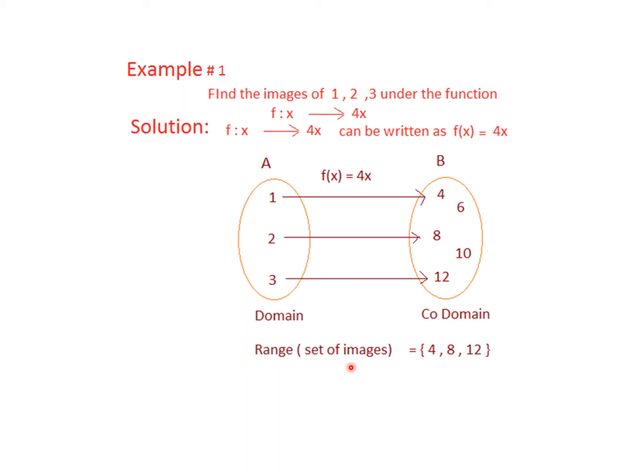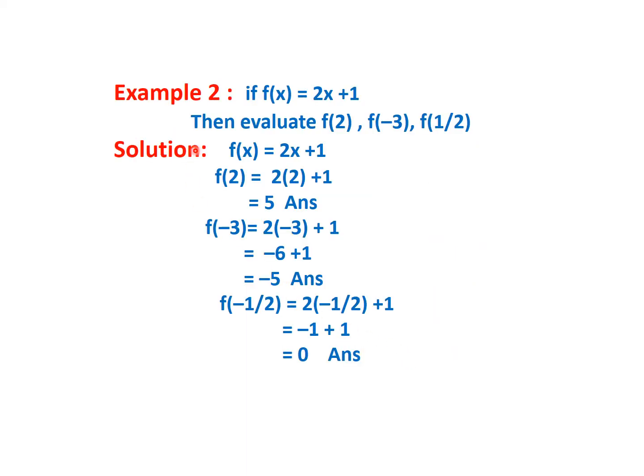All the answers which we have obtained here, like 4, 8, and 12, when we enclose these in a set, this set is called the range or set of images. In example number 2, if f(x) is a function equal to 2x plus 1, here again we are given a simple function. Then we have to evaluate f(2), f(-3), and f(1/2). It means we have to find the value of the function at 2, at -3, and at 1/2.